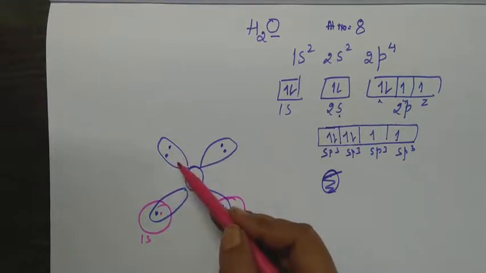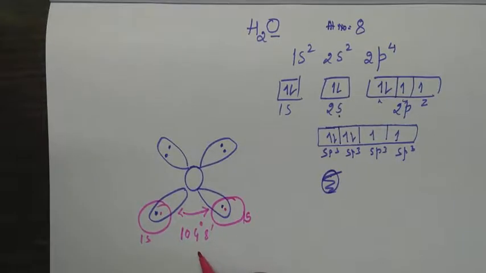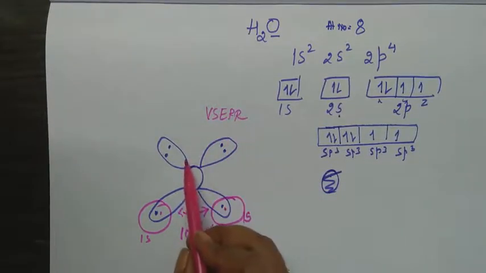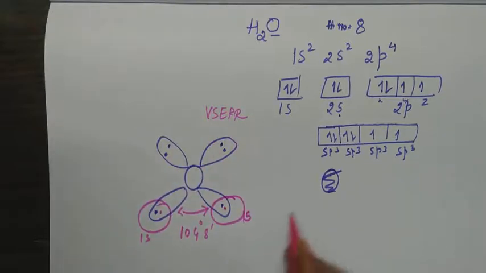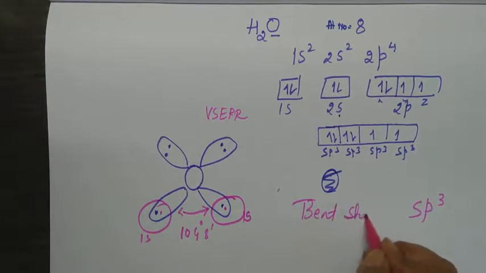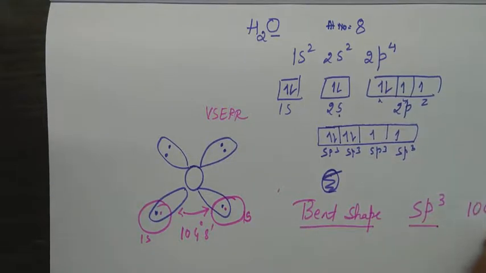And here, due to repulsion between lone pair and bond pair, the bond angle drastically reduces from 109 degrees to 104 degrees and 8 minutes. It is no more 109 degrees. Why? Because according to VSEPR, there is repulsion between lone pair and lone pair and also lone pair and bond pair. As a result, the bond angle decreases from 109 degrees 28 minutes to 104 degrees. As a result, the structure of water no more remains tetrahedral, though it is sp3 hybridized. So it will have a bent shape. And what is the hybridization? sp3. Bent shape. Bond angle is 104 degrees 8 minutes.